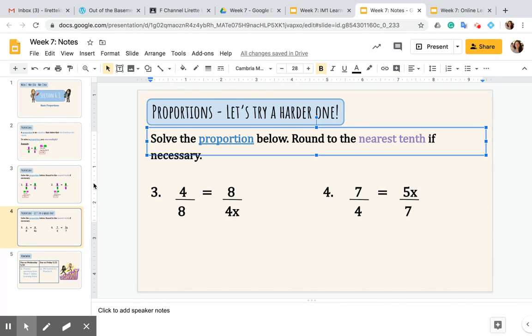So, also notice that it says round to the nearest tenth if necessary. That means that if I get a decimal, I want to make sure I'm rounding it. So just looking at these two examples here, what do you notice is different?